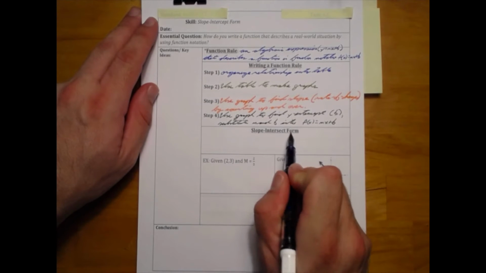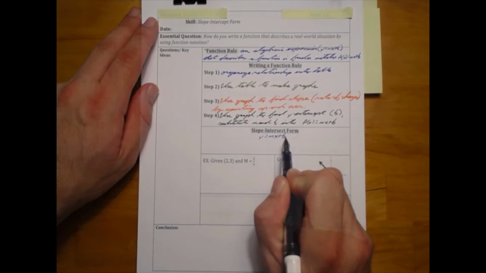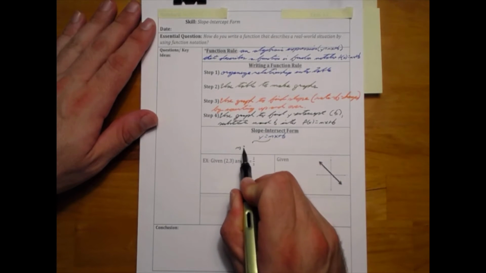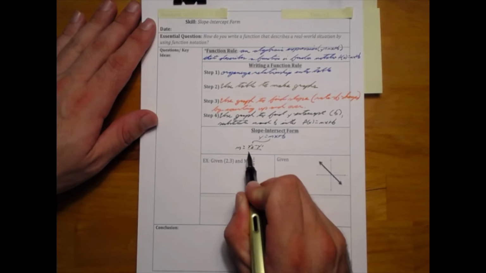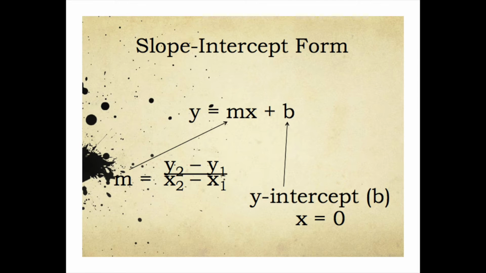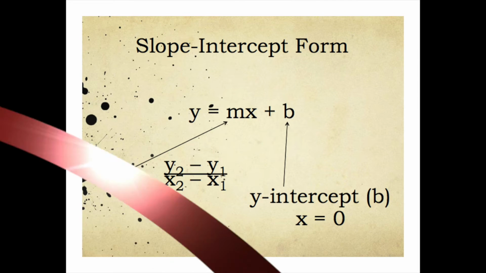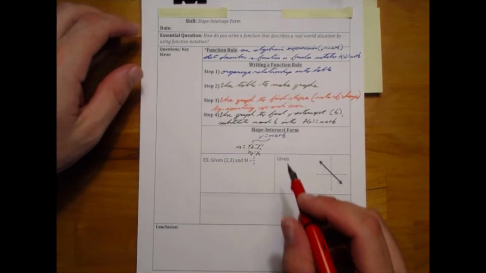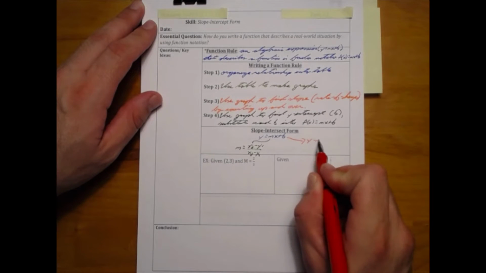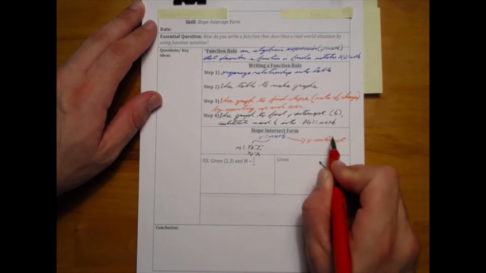At this point, we can see that slope-intercept form is y is equal to mx plus b. And that's where m, the slope, is y2 minus y1, all divided by x2 minus x1. And the y-intercept, or b, is when x equals 0.